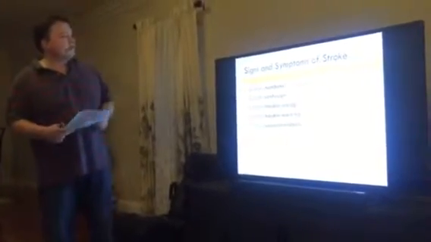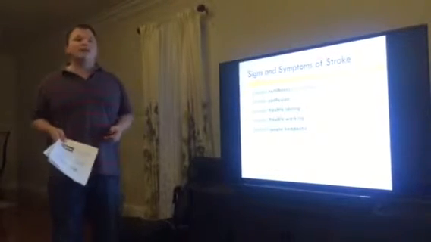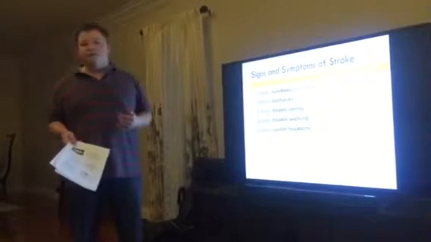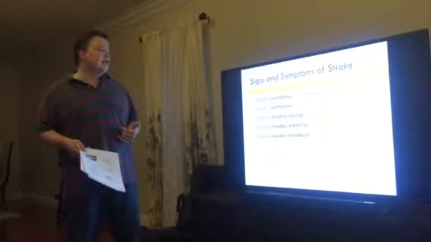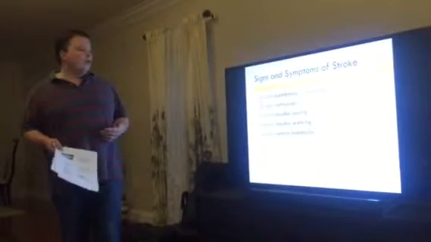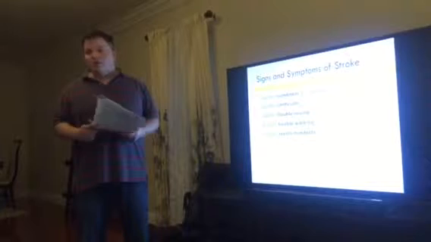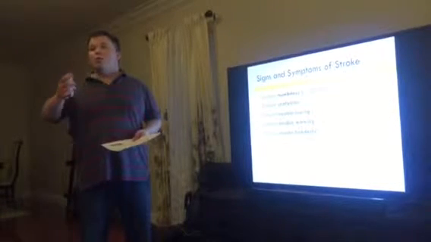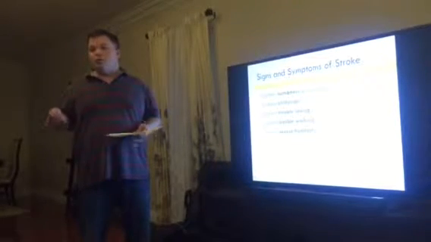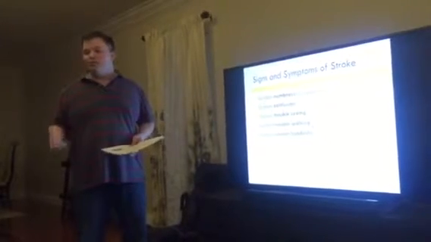Signs and symptoms of stroke. If you or anyone you know are having sudden numbness or weakness, sudden confusion, difficulty seeing, trouble walking, or sudden severe headache. This can also include difficulty speaking or difficulty with understanding what someone is trying to say to you.